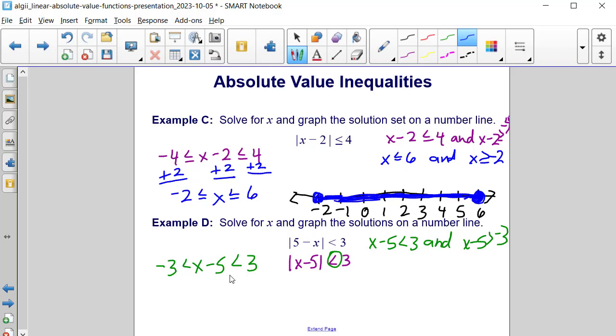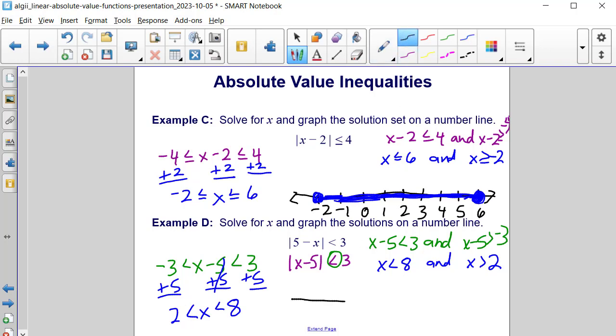If we do it with the 3 sides of the inequalities, we would add 5 to all sections. And when doing so, we will end up having 2 is less than x, which is less than 8. If we solve them individually, we would again add 5 to both sides, and we would get that x is less than 8. So that gives us this right section of our compound inequality. And if we add 5 to both sides of this inequality, we would end up getting that x is greater than +2. That gives us this side of our compound inequality.